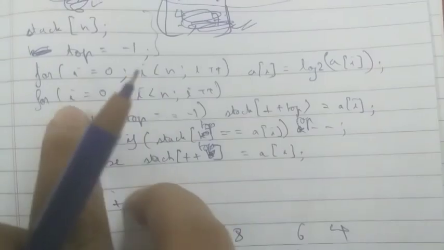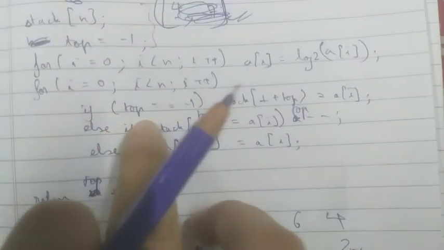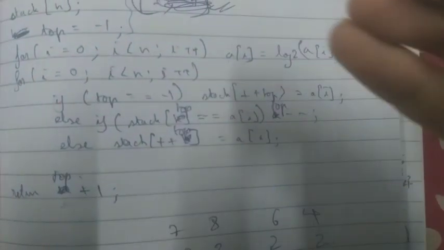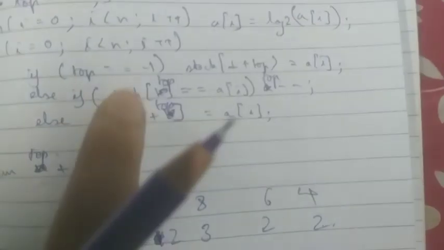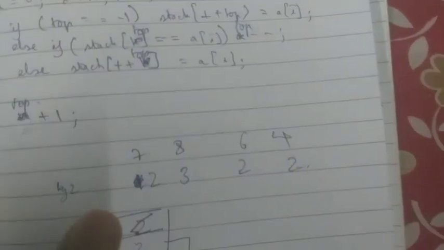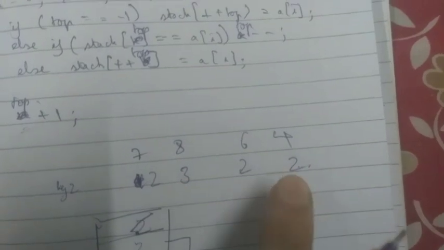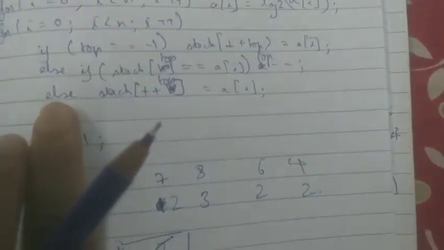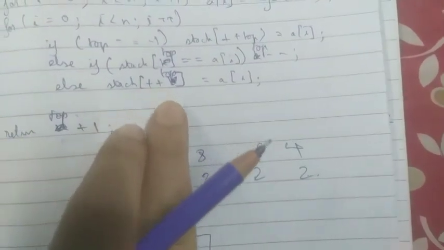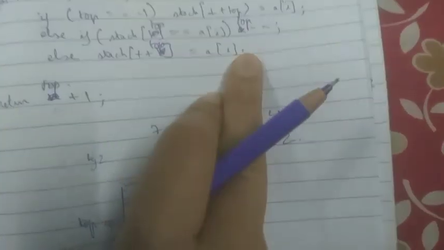So let's go to this portion. I is equal to 0 to I less than n. If top is equal to minus 1, that is, if the stack is empty, then no matter what, we have to insert the element, so we push it. Else, if stack of top is equal to a of I, that is, the top element and the ith element are equal, then we have to pop it, so top minus minus. Else, stack of plus plus top is equal to a of I, that is, we insert it.